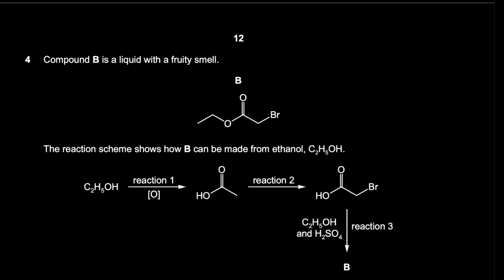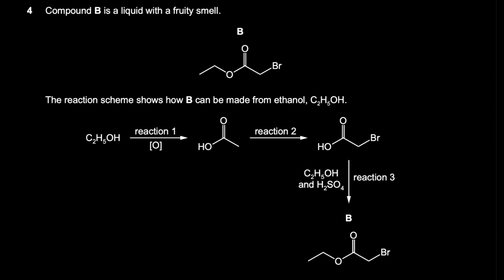Last question. Compound B is a liquid with a fruity smell. So here we have compound B. Fruity smell because it's an ester. We have an ester linkage over here, and that's where the fruity smell comes from. The reaction scheme shows how B can be made from ethanol.